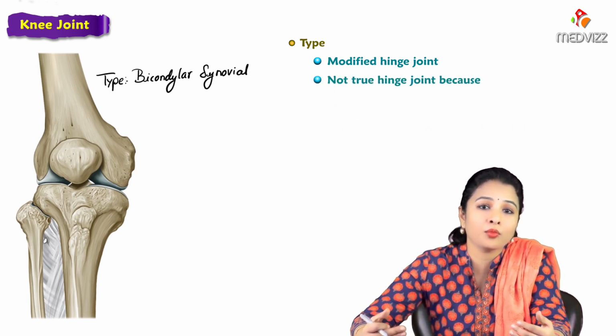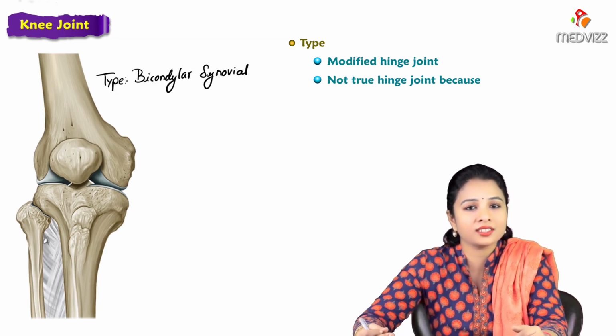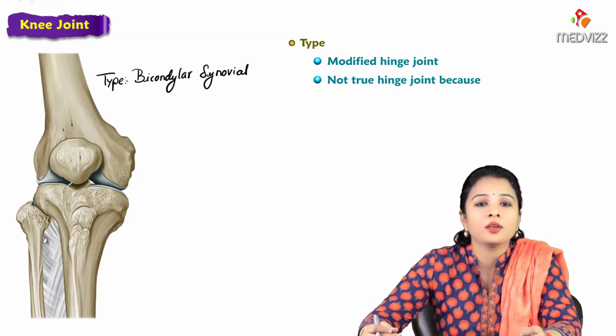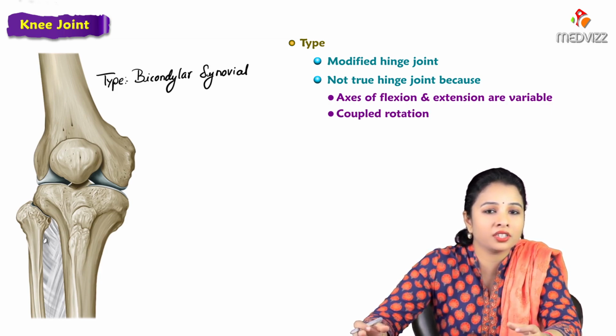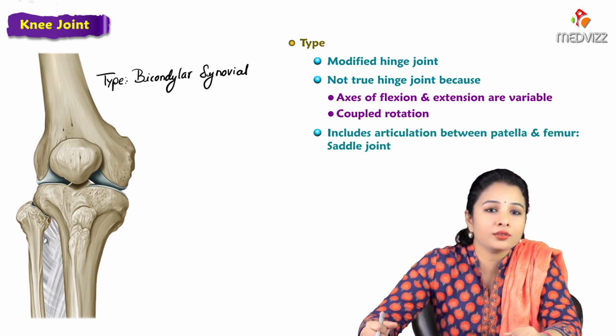I am saying it is a modified hinge joint, or we can say it is a condylar joint, because its axes of flexion and extension are variable and they are coupled with rotation. So it is a modified hinge variety. It also includes the articulation with the patella and femur.